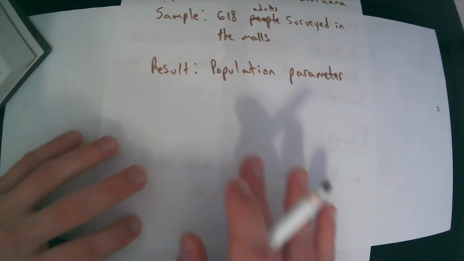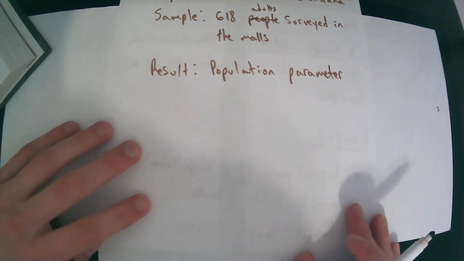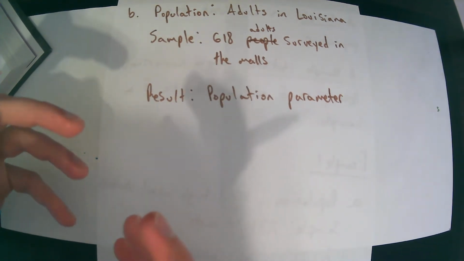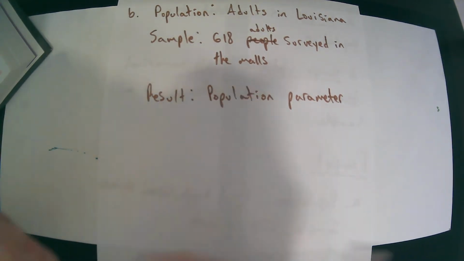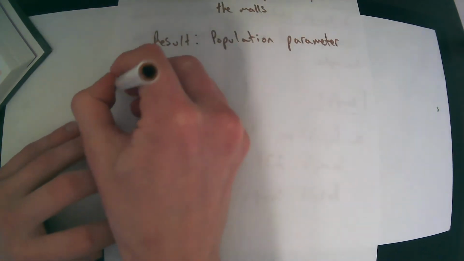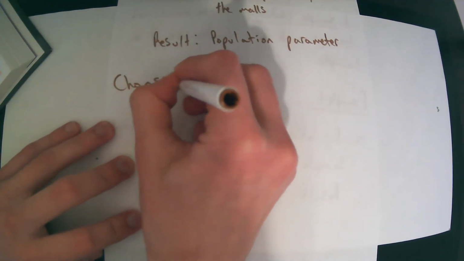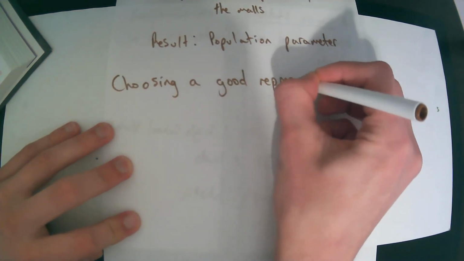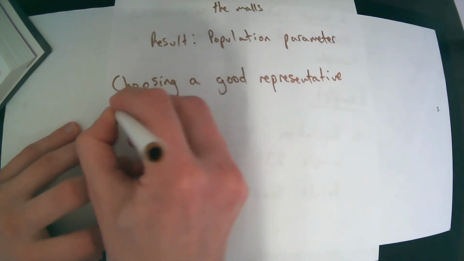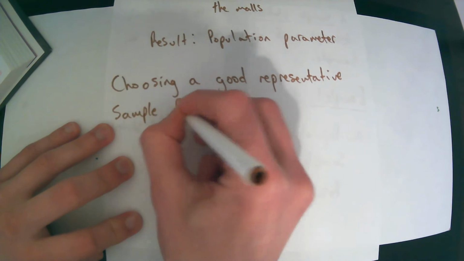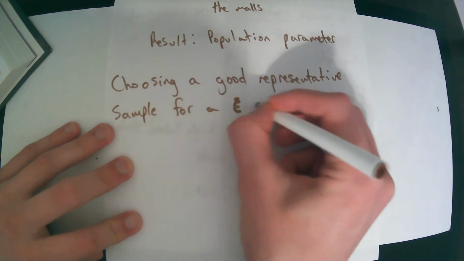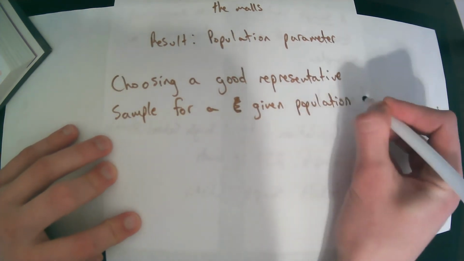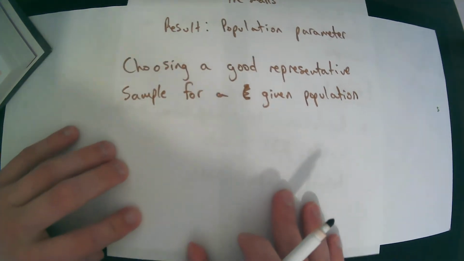So we need to talk about how to choose a sample and the different ways of choosing a sample, and when one type of way of choosing a sample might be better for certain situations than others. So let's talk about choosing a good representative sample for a given population. So that's going to be the topic that we get into now.